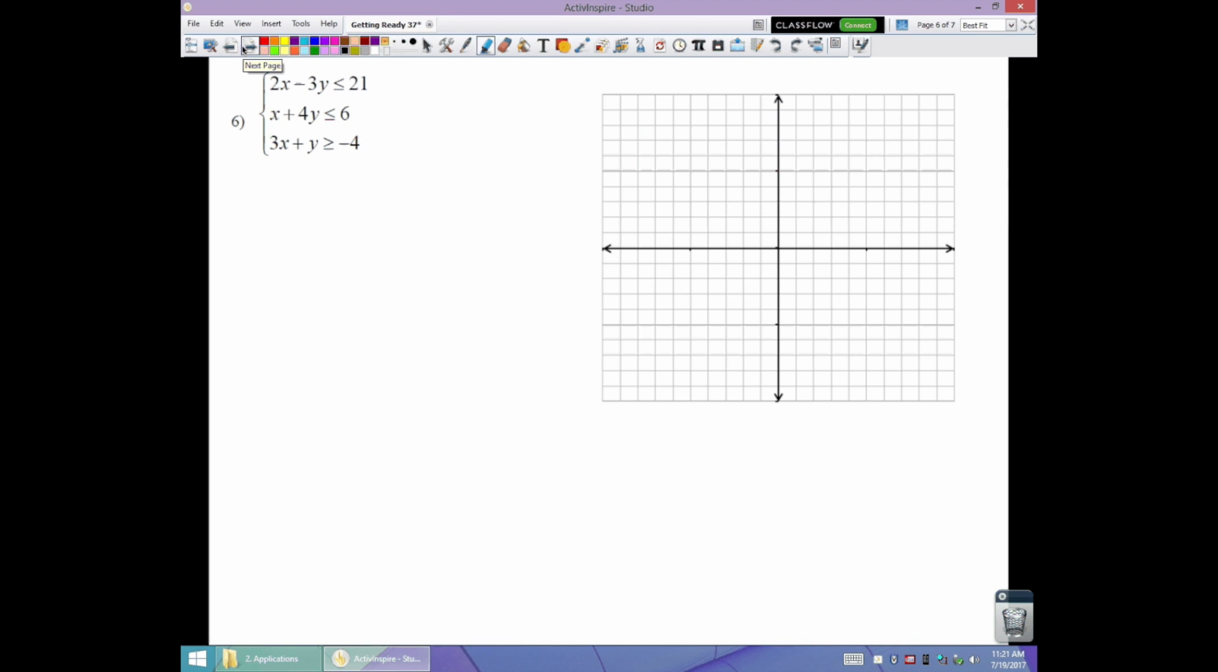All right, we get to try that again. We have another one with 3 inequalities. They also are in standard form. So I'm going to go ahead and use this intercept method again. So x-intercept is when we ignore the y's. So 21 divided by 2 is 10.5. Y-intercepts is when we ignore the x's. So 21 divided by negative 3 is negative 7.